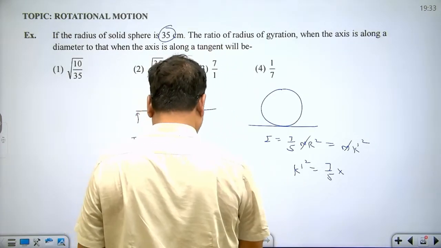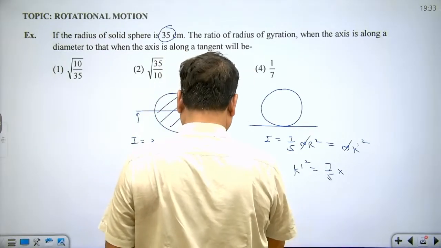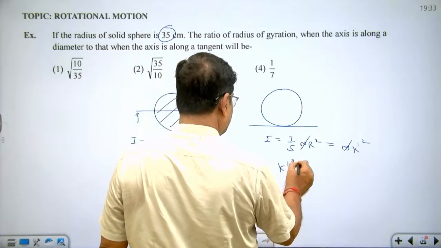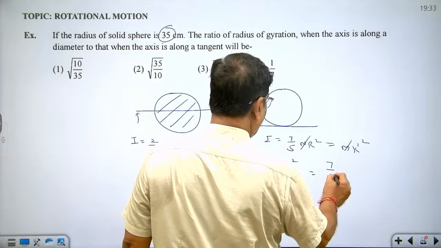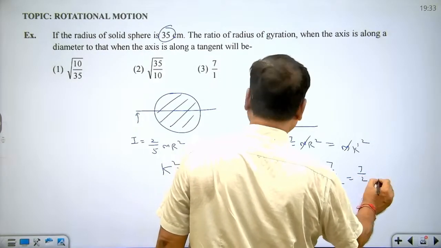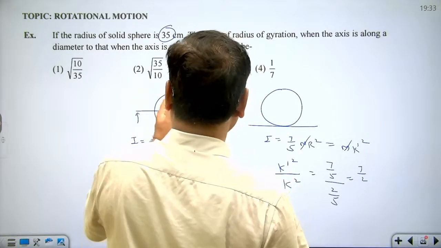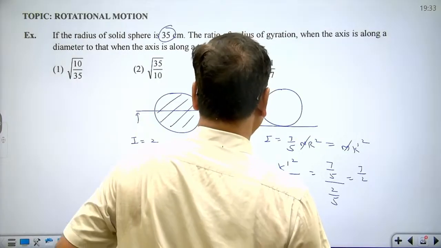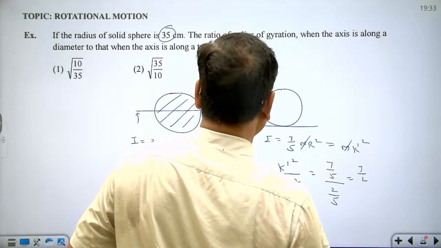You divide these two equations. K dash square upon k square equal to what? 7 upon 5 upon 2 upon 5. This is 7 upon 2. And in the question, this k is given as 35. Means k square is 35. Okay. So 7 upon 2 into 35.